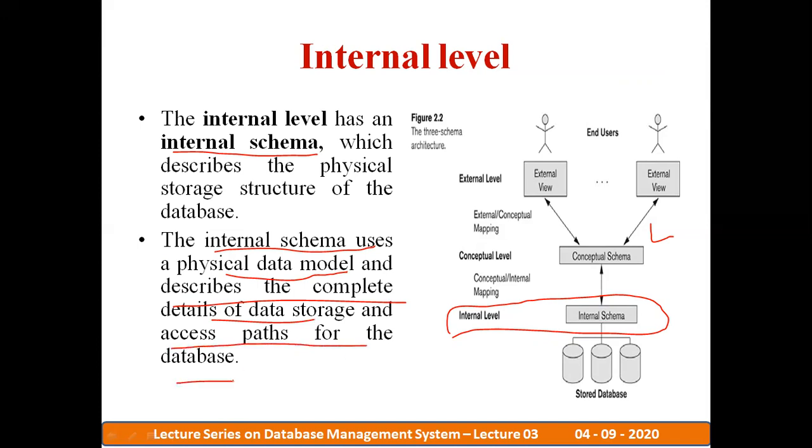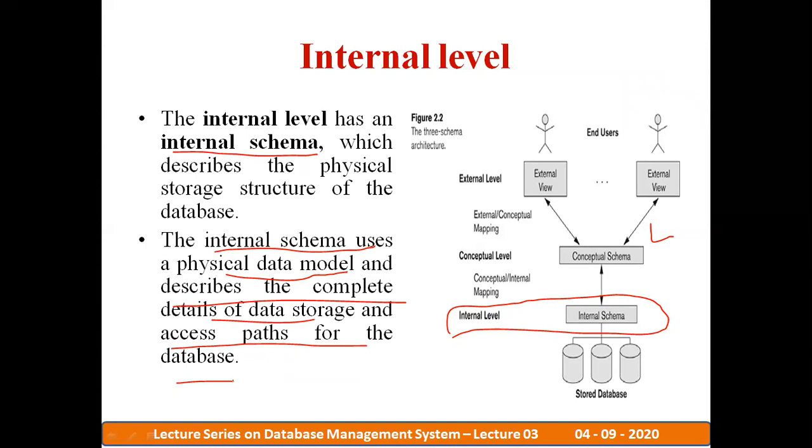Consider that if the student table is stored in the E drive in a database folder, all those access paths will be given by the internal level. You can compare this internal level with the low level data model, because the low level data model will also store the access paths and all. So the internal level is also showing the same thing.